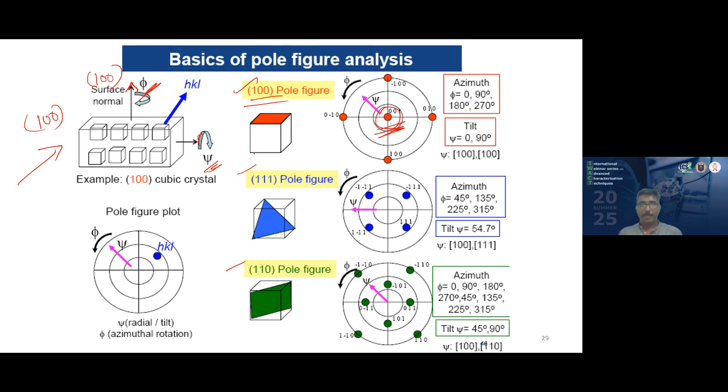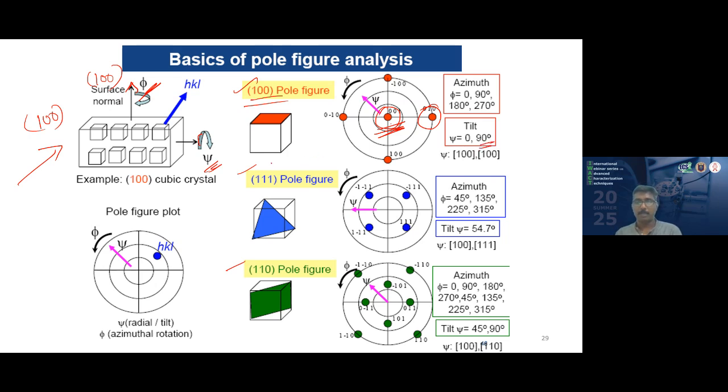Now, to obtain another 100 plane, how many degrees do we have to tilt the sample? We have to tilt the sample to 90 degree. Between 0 and 90 degree of tilting, there is no other 001 oriented family of planes. By tilting the sample by another 90 degree, we will get another 100 family member.